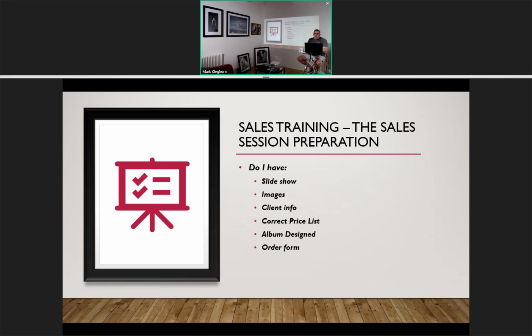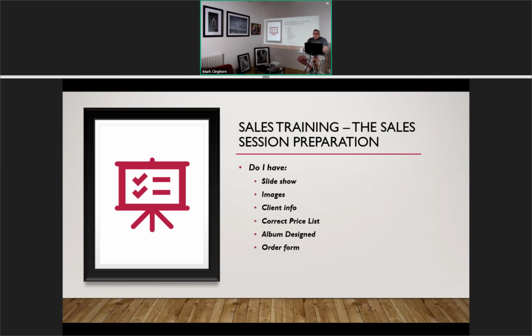So I need to make sure I've got my slideshow ready. I need to make sure I've got my images ready. And I need to make sure I've got my client information card so I remember who they were, and so on, especially if you're the salesperson and not the photographer.